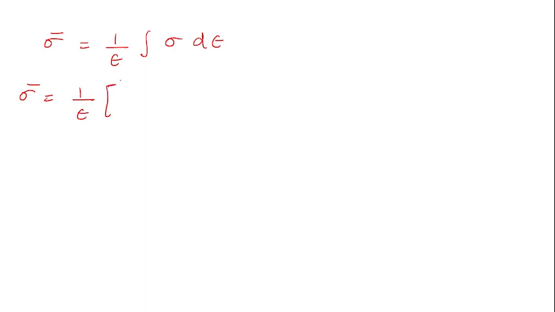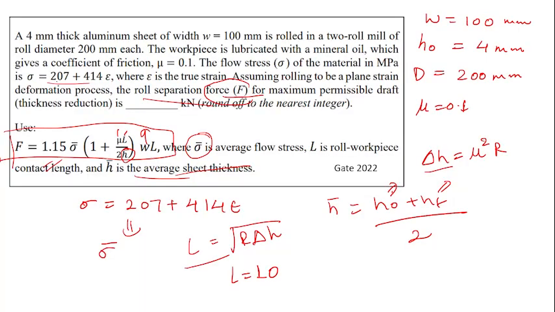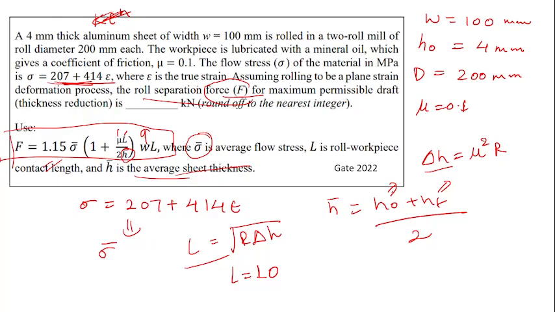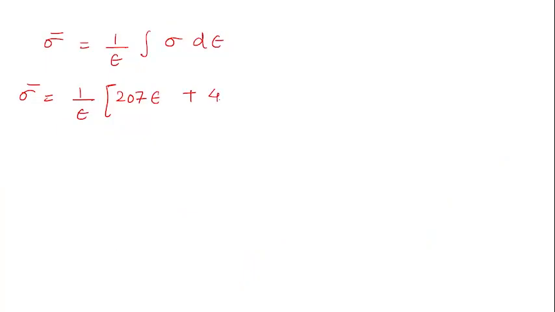Integrate this one. Whatever, if it is not given, then they will give it to you in this form. If they have given this equation, use this equation as your flow stress. So when you integrate, it will be 207 epsilon plus... Ma'am, it's coming 350.300777. Yeah, correct.